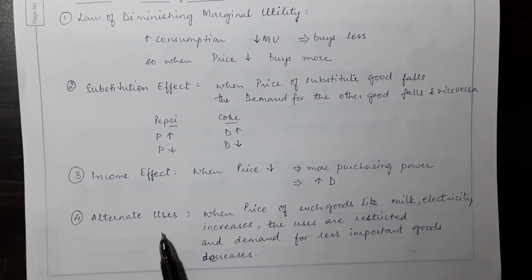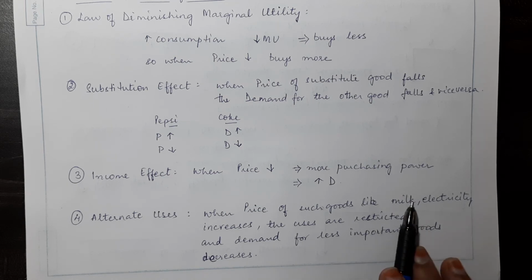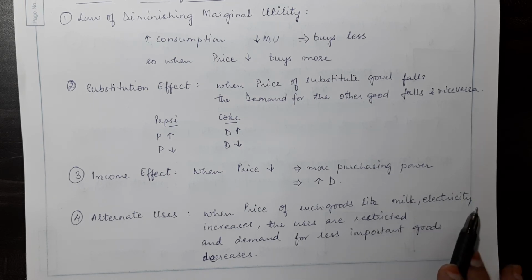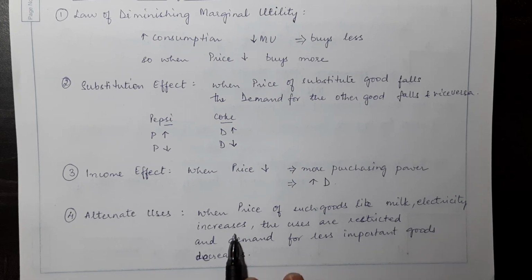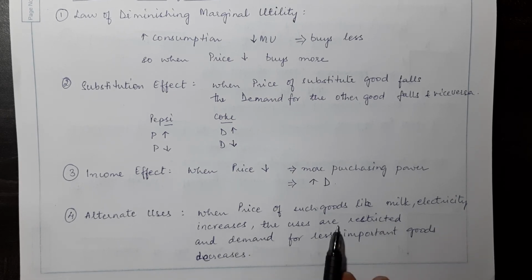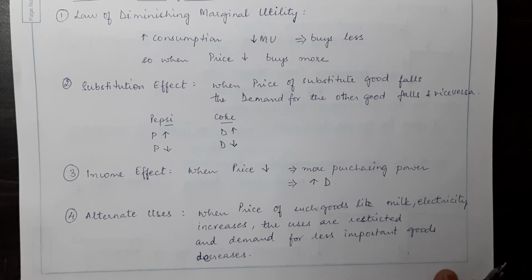Then the fourth one is alternate uses. Certain goods have alternate uses, more than one use. So when the price of such goods, like milk, which has many uses, or electricity, which has many uses, increases, the uses are restricted because the price is more. And so the demand for less important goods decreases. What's more important will be given more importance because the price is more. And when the price falls, this product will be put to many different uses.